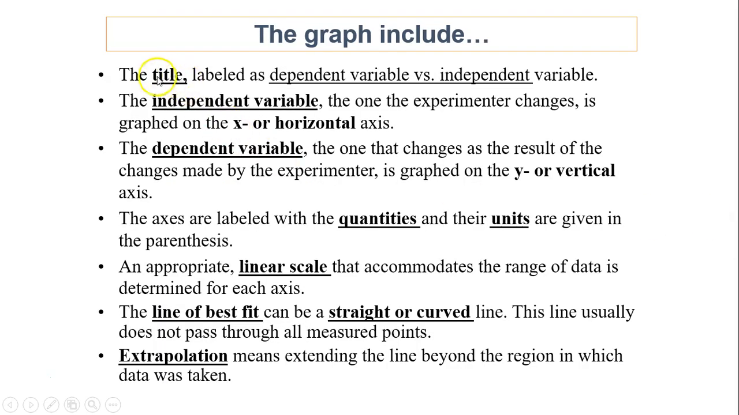The graph includes a title. That's the dependent variable versus the independent variable. The independent variable is the one on the x-axis. The dependent variable is on the vertical y-axis. So it's vertical versus horizontal. The axes are labeled with quantities and their units.